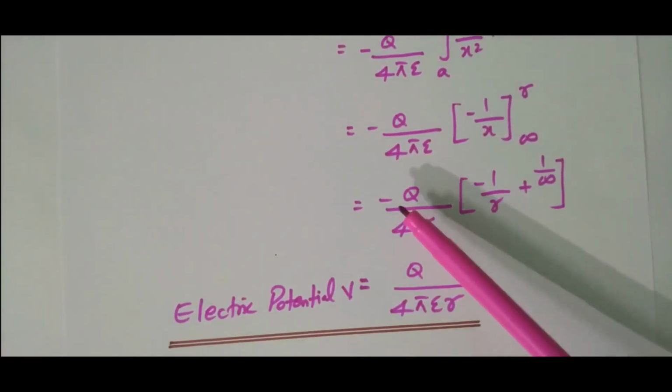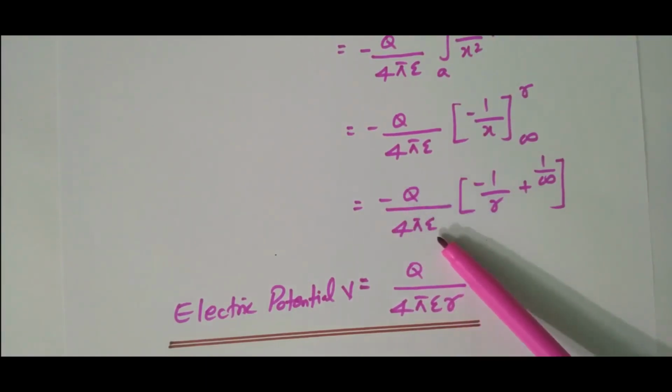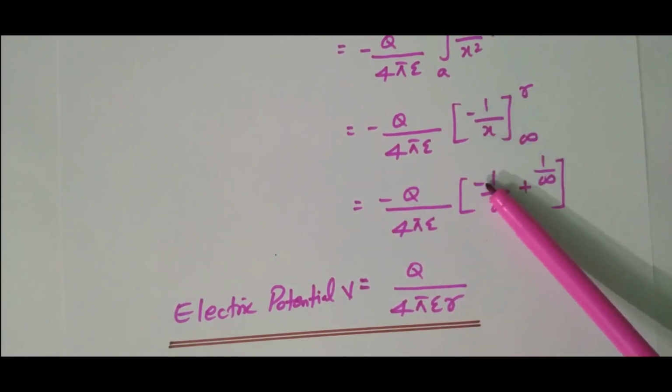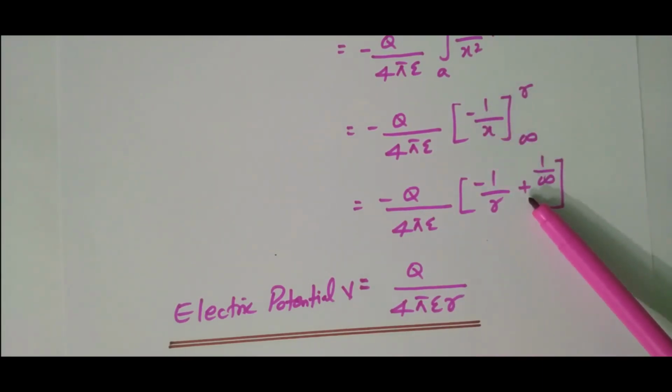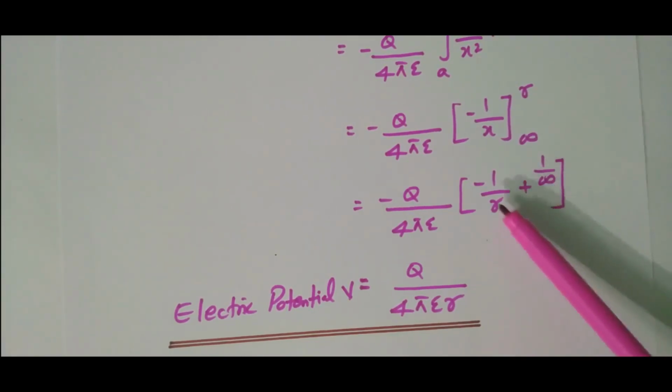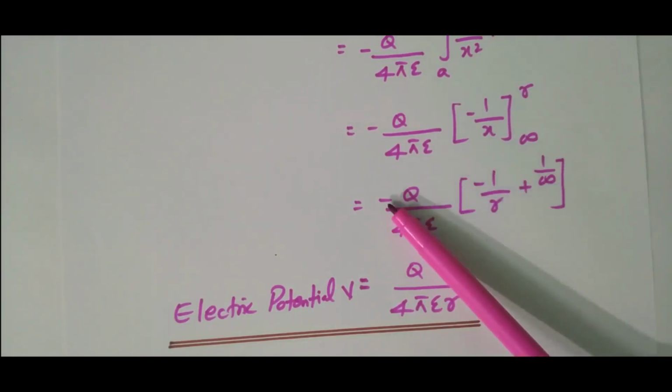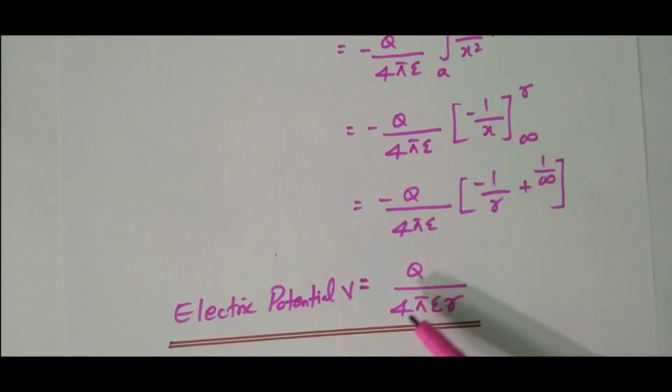Now we'll substitute the limit: minus Q divided by 4 pi epsilon, here minus is there, minus 1 by r. In the lower limit, 1 minus will be there, so it becomes plus 1 by infinite. So it becomes 0. Here 1 minus is available, here also 1 minus available. So Q divided by 4 pi epsilon r. So the electric potential, the general formula, is Q divided by 4 pi epsilon r.